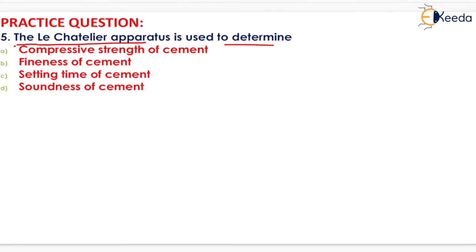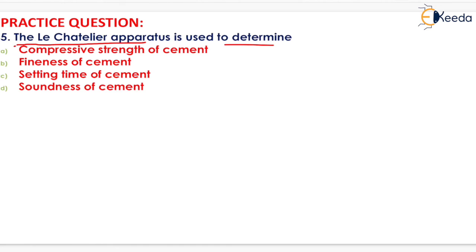Now we know that Le-Chatelier apparatus is used to determine the soundness of cement as per Indian Standard Code 4031 Part 3. Now, this cement testing procedure is called Le-Chatelier test for determining the unsoundness property of cement due to presence of free lime only.